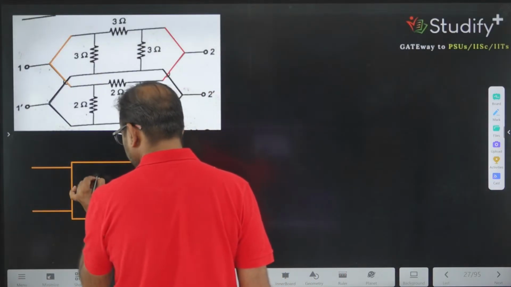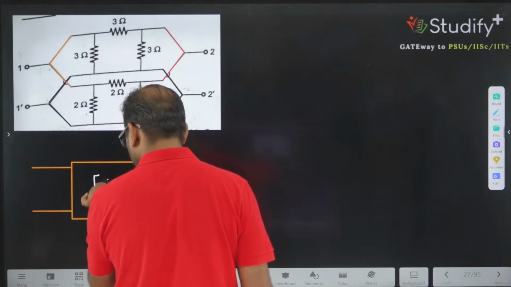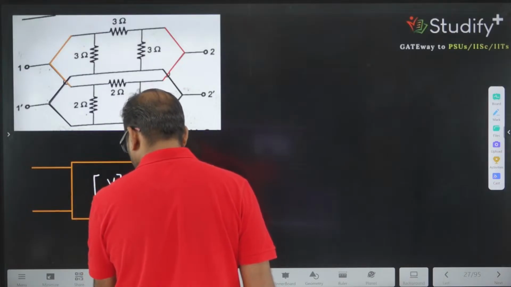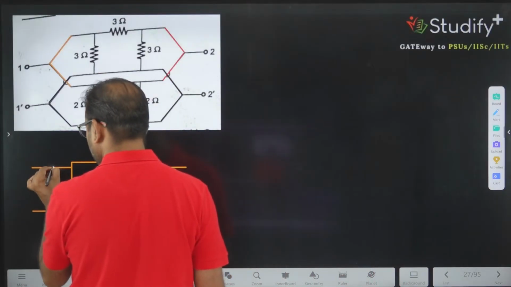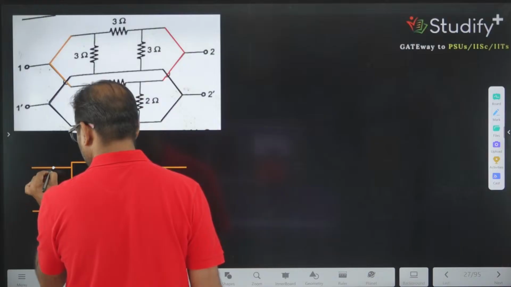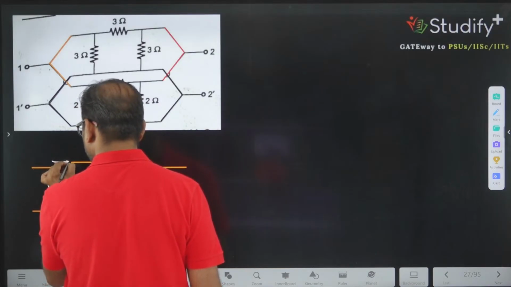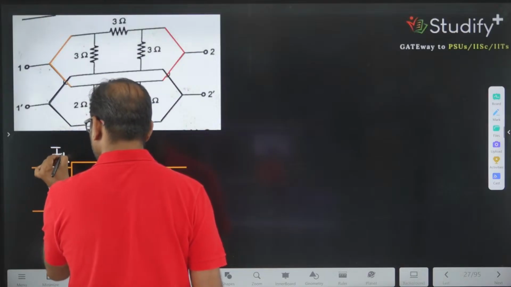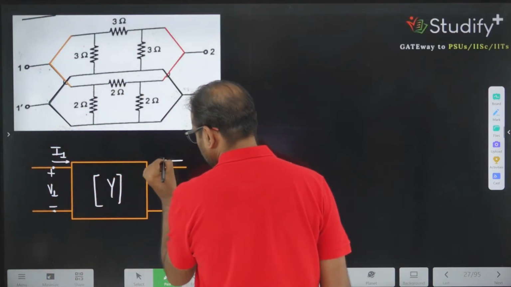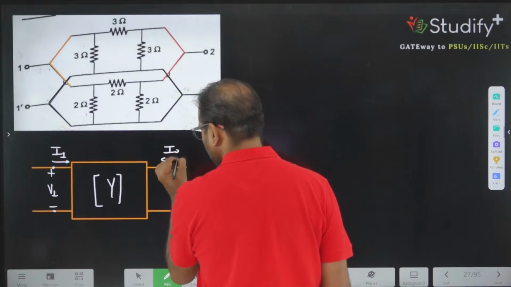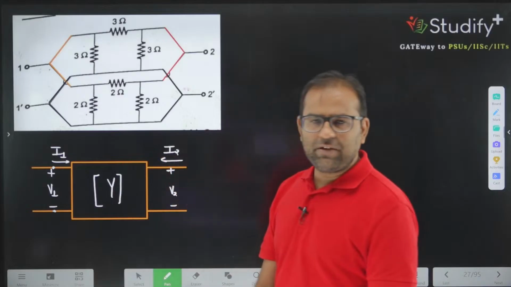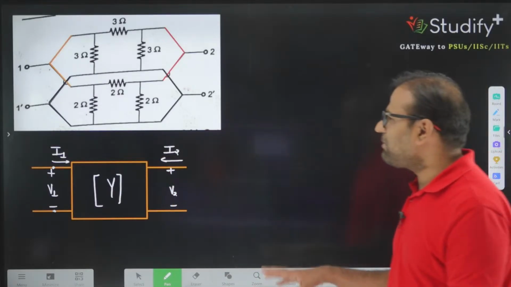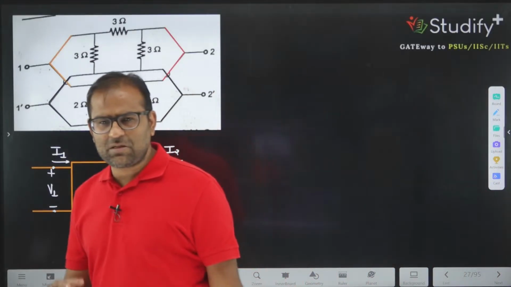This is, let's say, equivalent Y parameter, and these values are V1, this value is I1, this value is I2, and this value is V2. Correct? And we can find the value of Y, and Y can be converted into any other parameter. So let's talk about this.